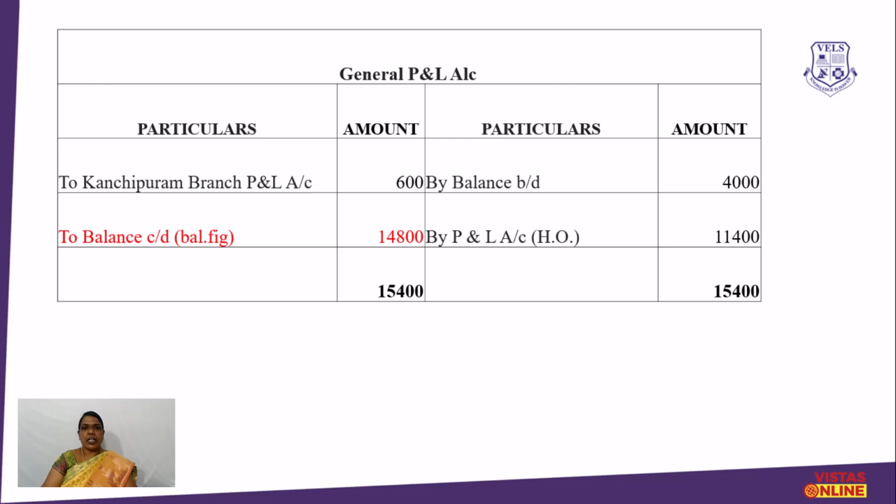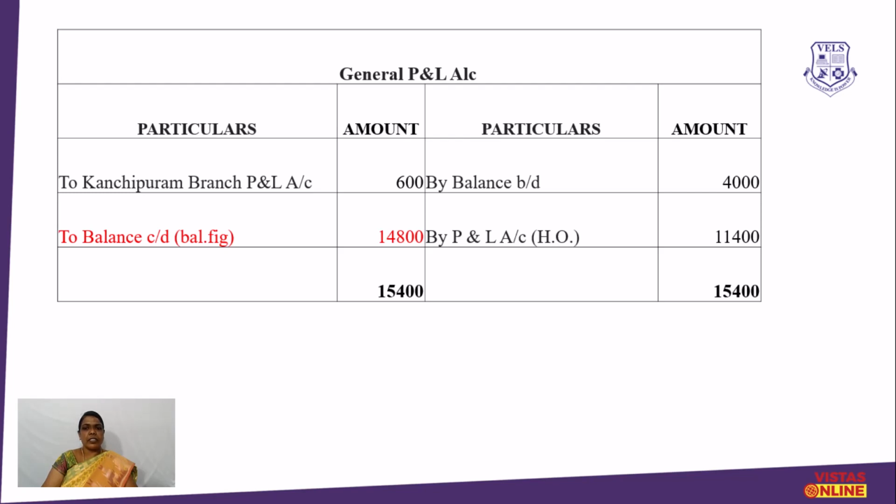Then we can see the general profit and loss account. Particulars column, amount column. Then on the credit side also particulars column, amount column. To Kanchipuram branch account, already we have calculated the loss. We should write here 600. Then by balance b/d 4,000. Then the head office profit and loss account, we just transferred here 11,400. Total it, we will get 15,500.